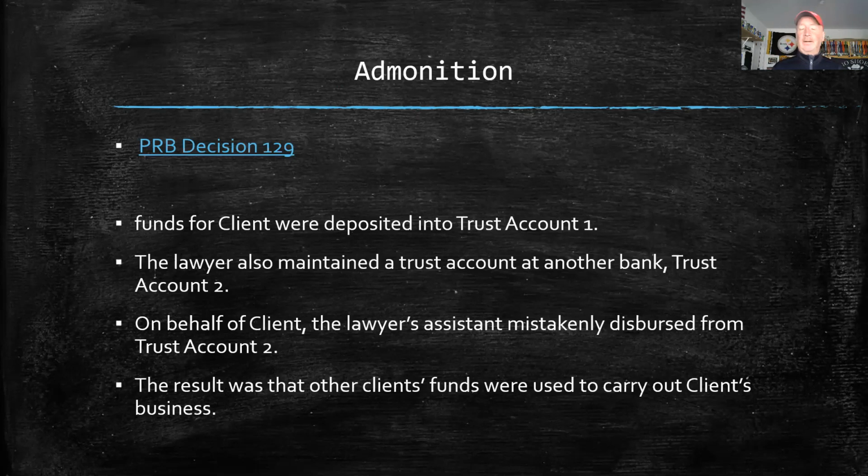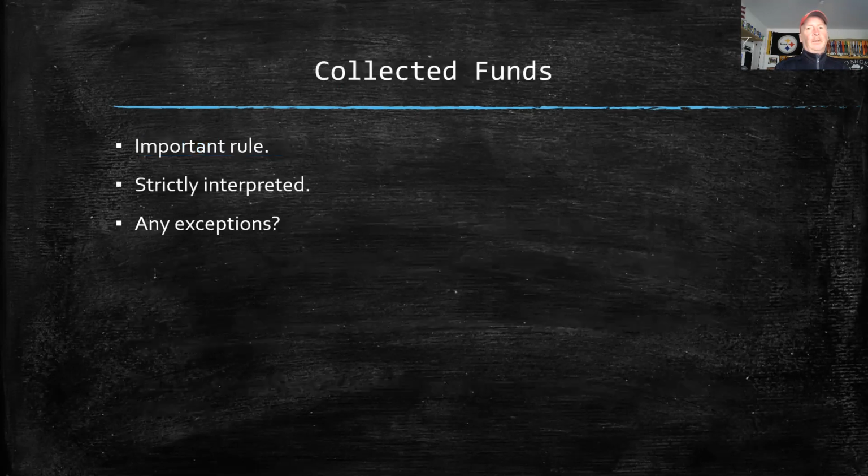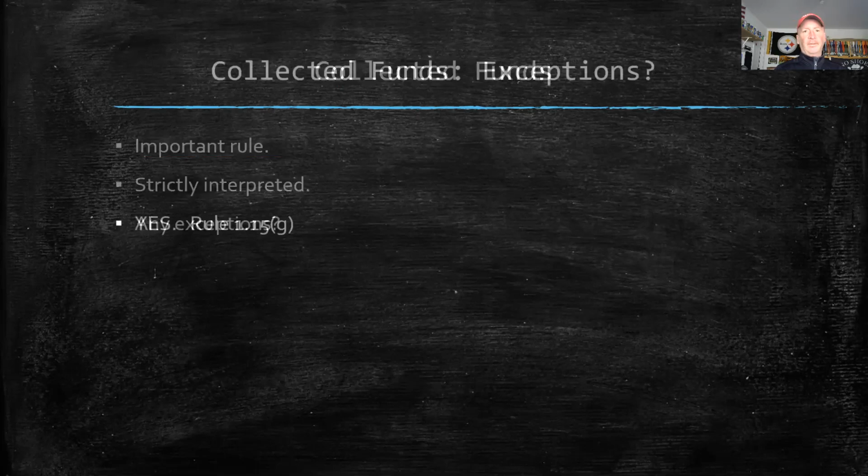Anyway, be careful. It stands for the proposition that if you disburse from the wrong trust account, that means you're using money in that trust account to pay for somebody else's business. And that's a violation of the rule, our hearing panels have said. So I've made it clear, I think, that the rule is very strictly interpreted. Are there exceptions to the rule, though? And the answer is yes.